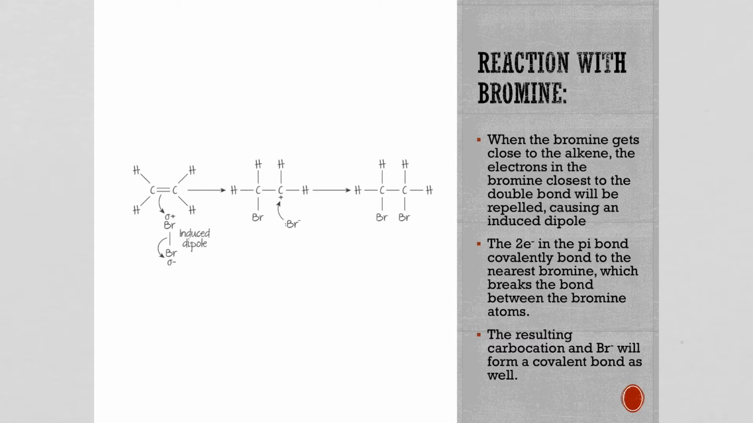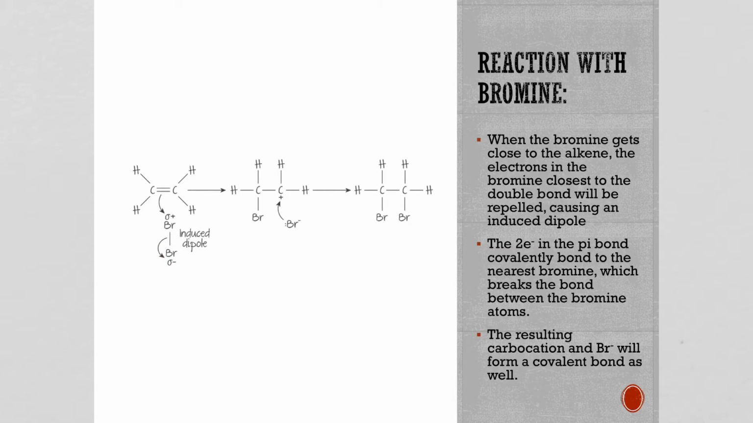So first we'll look at the reaction with bromine. So when bromine gets close to the alkene, the electrons in the bromine atom that is closest to the double bond will get repelled, and that will cause an induced dipole. The two electrons in the pi bond will covalently bond to the nearest bromine atom. So you can see that happening here with this arrow, which will break the bond between the bromine atoms. So then the bond is breaking.